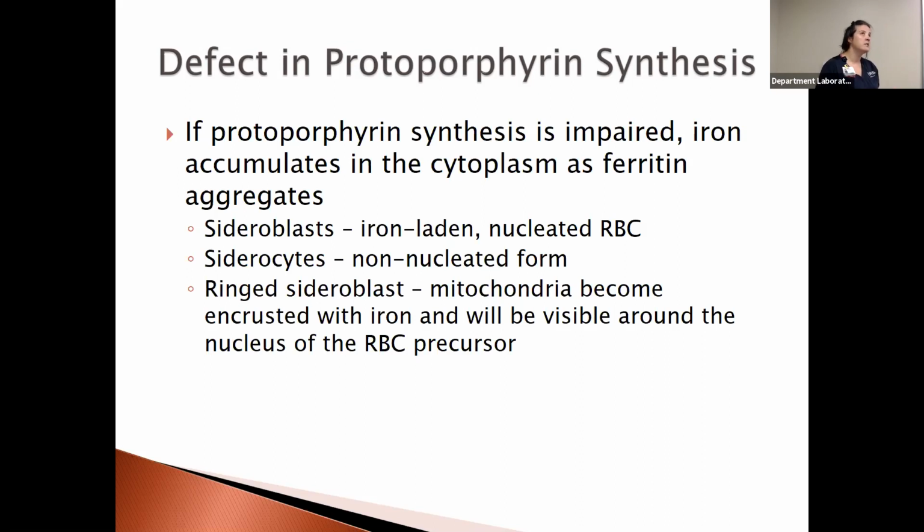And then there are some instances where you might have a nucleated red cell and the iron aggregates align around the nucleus. It kind of forms a circle around the nucleus. That is termed a ringed sideroblast, right? The iron aggregates ring around the nucleus.